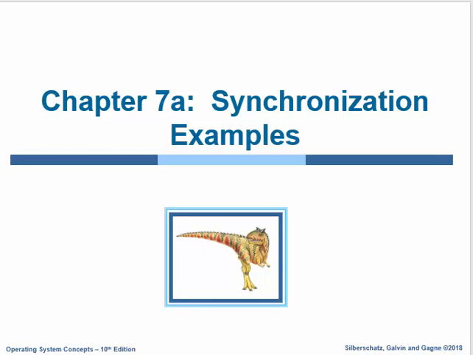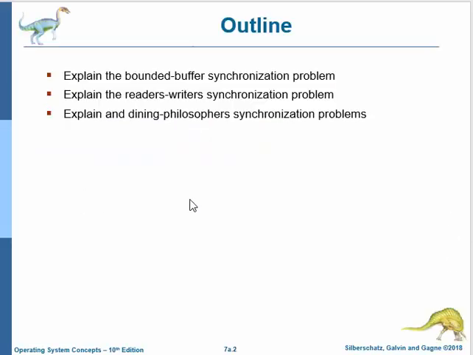So in this topic, the objective is to explain several classic synchronization problems. So we will discuss different synchronization examples. Our objective is to explain the bounded buffer, which is part of the outline of this topic that we will discuss.